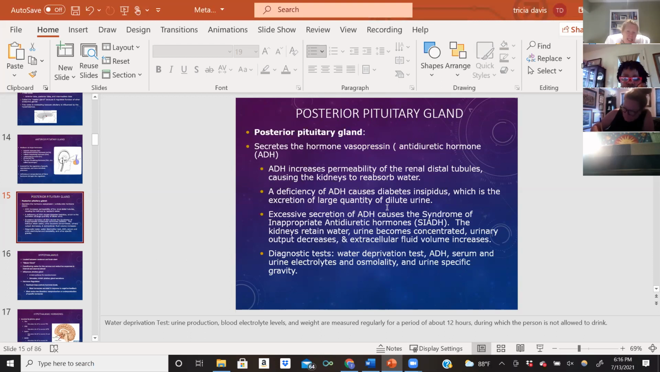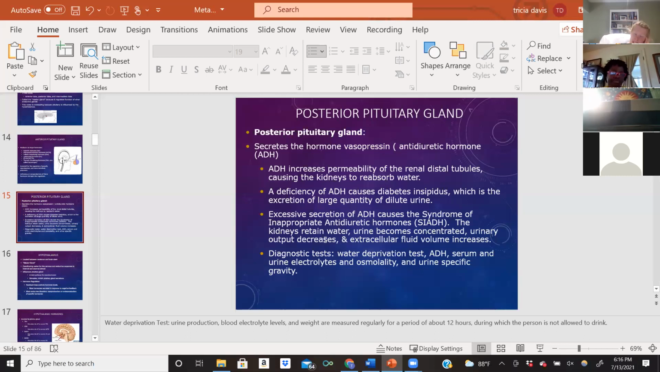Excessive secretion of ADH causes the syndrome of inappropriate antidiuretic hormone, which is SIADH. We're going to talk about these more in detail later. During that process, instead of excreting the proper amount of water, the kidneys do the complete opposite and retain it. So urine output is very diminished, and their urine becomes extremely concentrated. Their urinary output decreases, and their extracellular volume increases, so these people have a lot of edema.